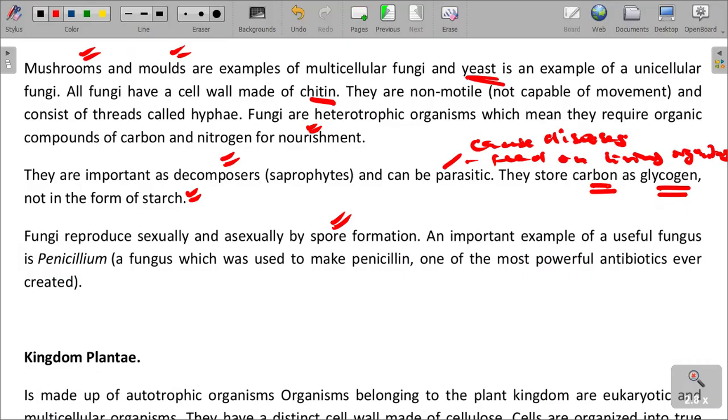An important example of using fungi is penicillin. A fungus was used to make penicillin, one of the most powerful antibiotics ever created. It was used to kill certain bacteria, an antibiotic used to kill disease-causing bacteria or disease-causing organisms.